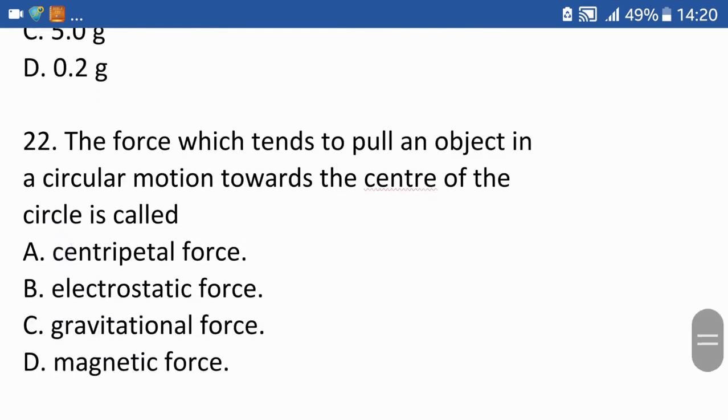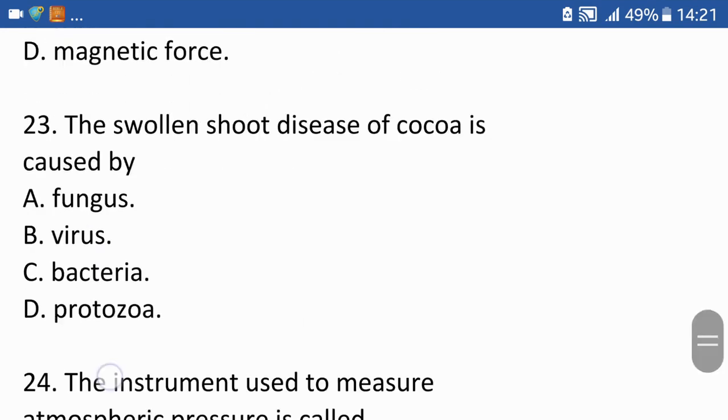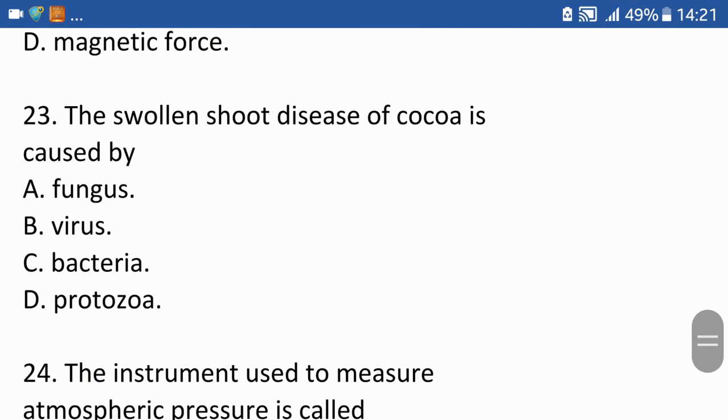Question 22. The force which tends to pull an object in a circular motion towards the center of the circle is called. The swollen shoot disease of cocoa is caused by.